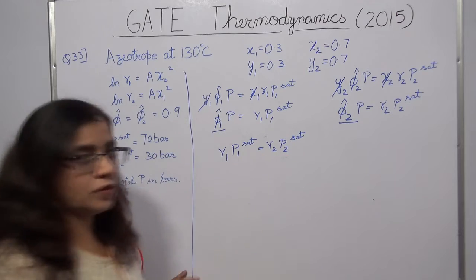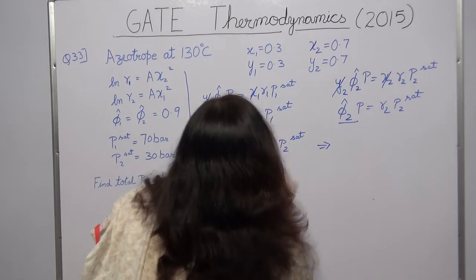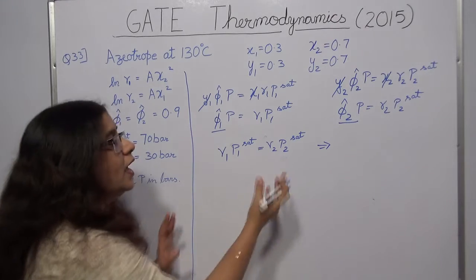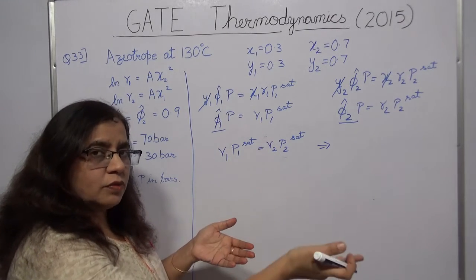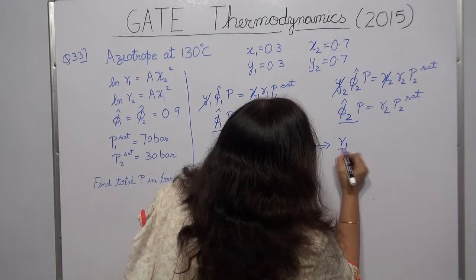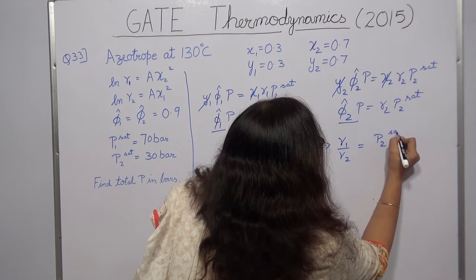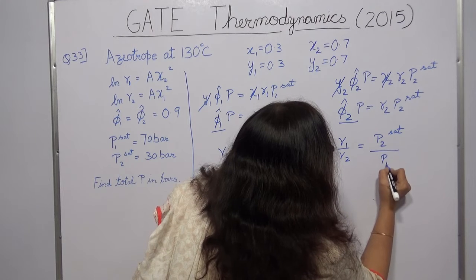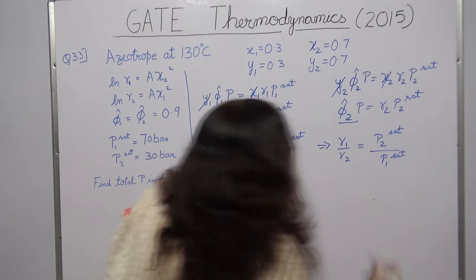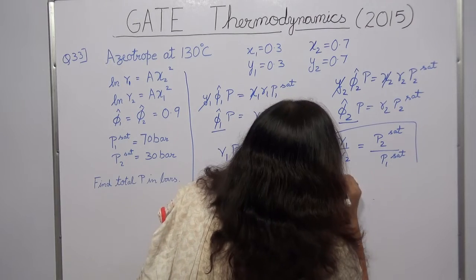So I can write gamma 1 P1 sat is equal to gamma 2 P2 sat, the saturation pressures. Then, since I know P1 sat and P2 sat, let's take the known terms on one side and the unknown terms on another side. So I'm going to write gamma 1 by gamma 2 is equal to P2 saturation upon the saturation pressure of component 1. So this is one of the equations which I am going to use.